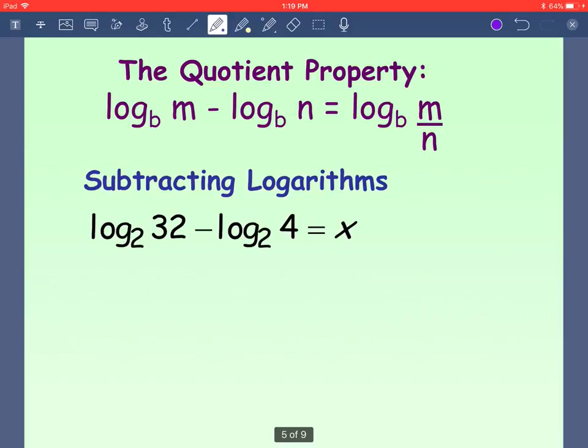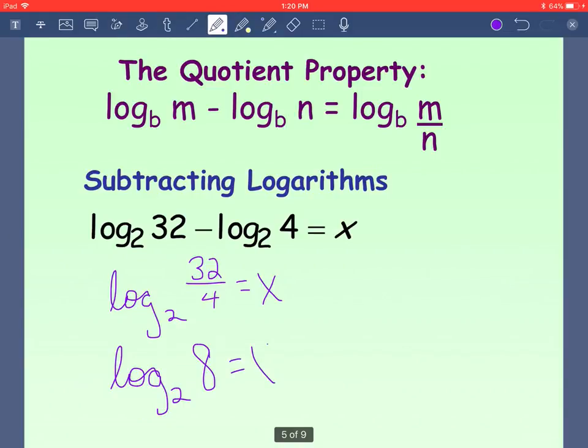So log base 2 of 32 minus log base 2 of 4 equals x. They both have a base of 2, so I can write this as 1 by saying it's log base 2 of 32 over 4 equals x, which is log base 2 of 8 equals x. So there it is written as one logarithm, and now I can solve it by putting it in exponential form. So 2 to the x power equals 8, which means that x equals 3.